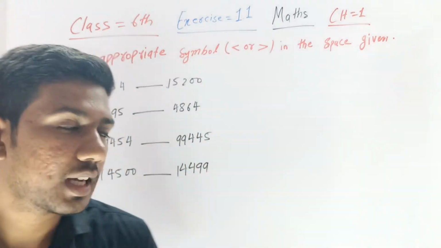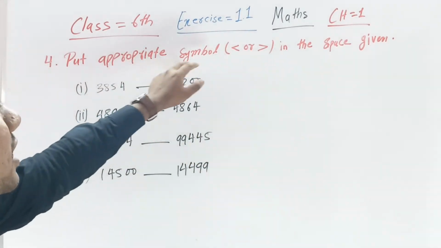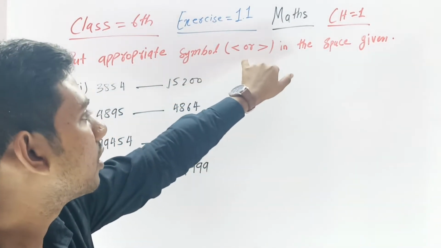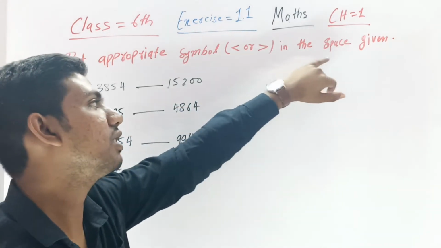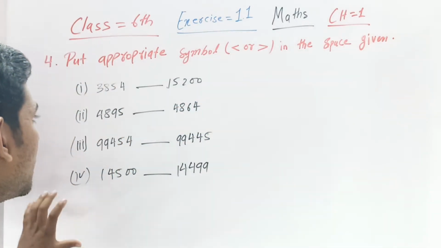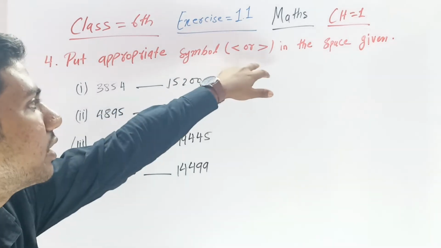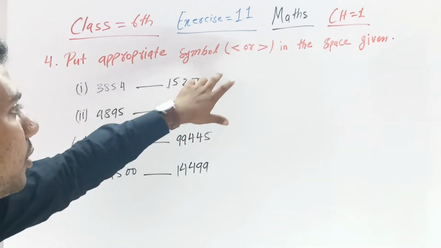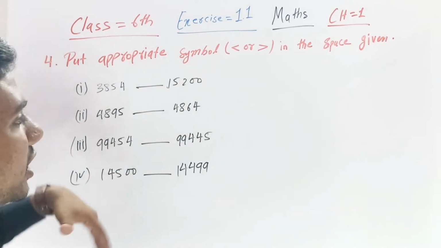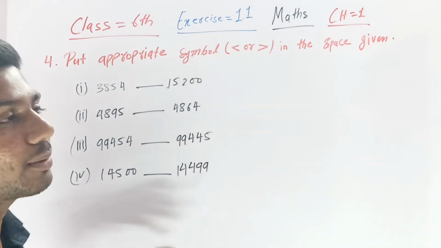So the fourth one says to put the appropriate symbol, greater than or less than, in the space given. Okay, in this question we have to put the symbol in the space. Which symbol will we put, this or that? We have to see this only.